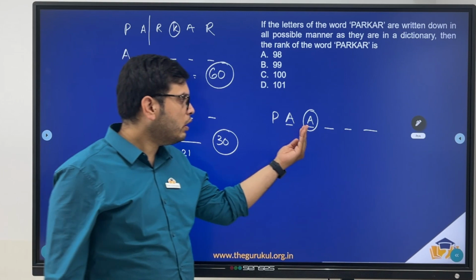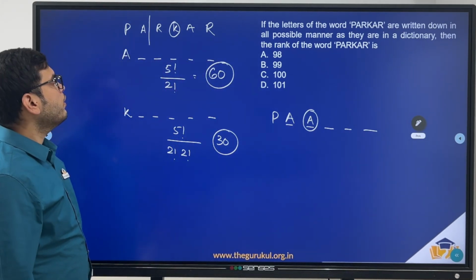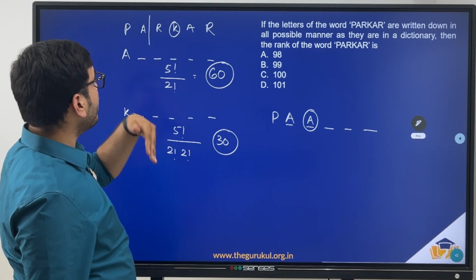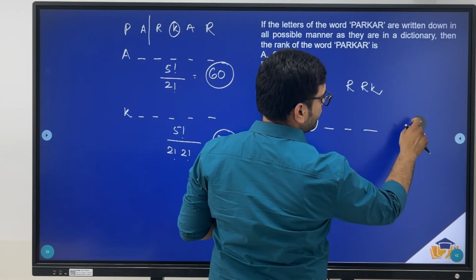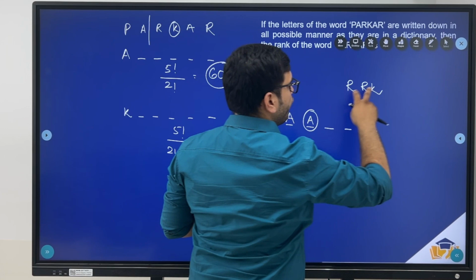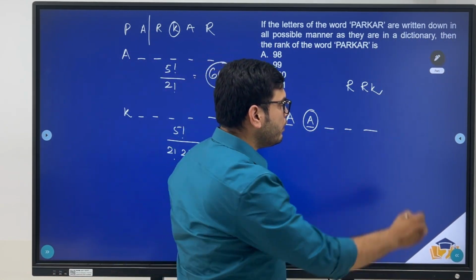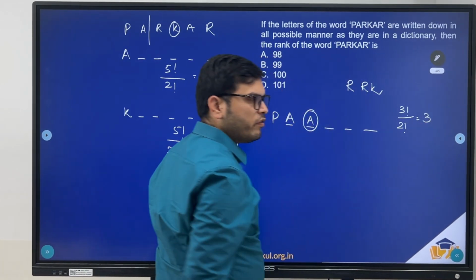In the alphabetical order, the third letter would be A. Now let's find the number of words having A as the third letter, right? Then what are the letters that we are left with? R, R, and K, right? Now we need to arrange R, R, and K in these three places. That can be done in 3 factorial by 2 factorial, which is nothing but 3 ways, right?